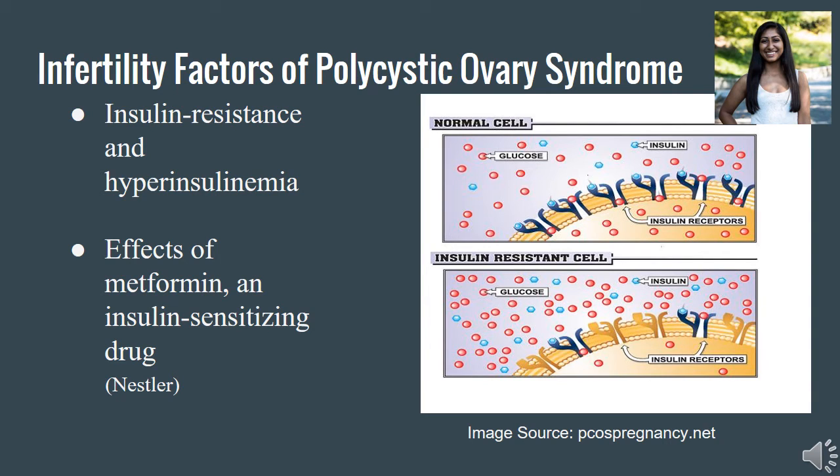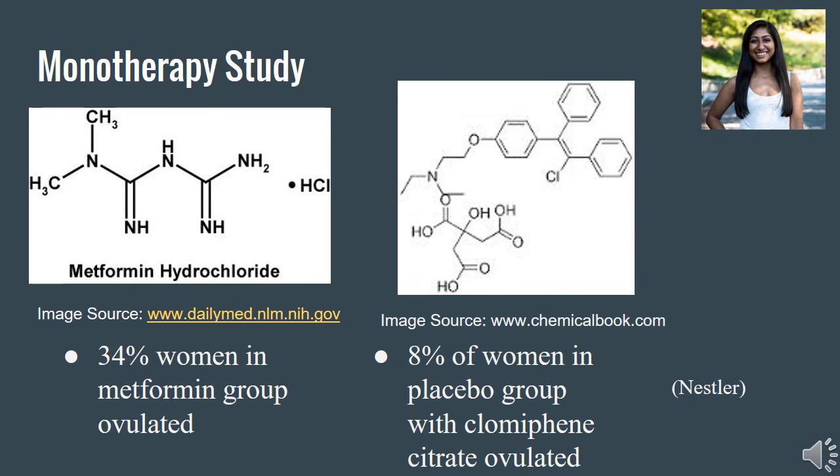The effectiveness of metformin, an insulin-sensitizing drug, was tested using many different experiments in which its effects are compared to that of a placebo as well as to the effects of clomiphene citrate. A study by Nestler was conducted in which the effects of metformin alone were examined versus the effects of metformin added to clomiphene citrate. 34% of women ovulated while taking metformin alone, while only 8% of women ovulated while taking a metformin placebo in addition to clomiphene citrate. This shows that the metformin treatment was more efficient, showing that the insulin resistance and complementary hyperinsulinemia is a factor contributing to infertility in women with PCOS.